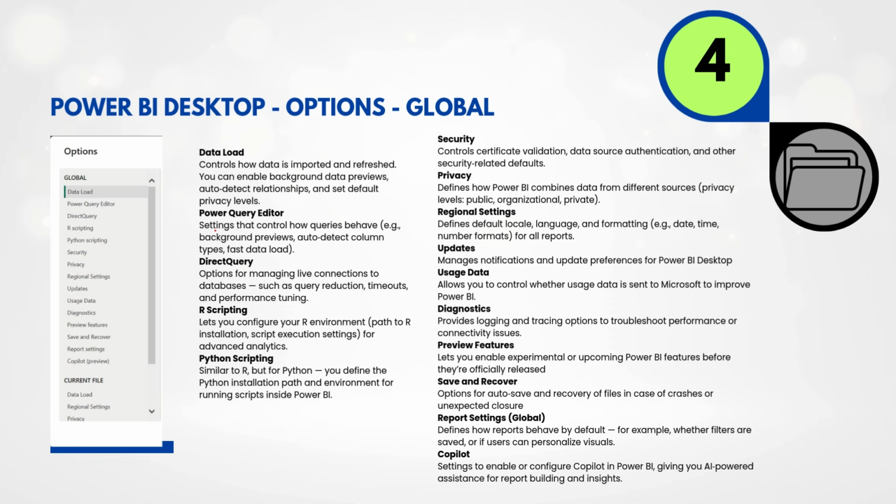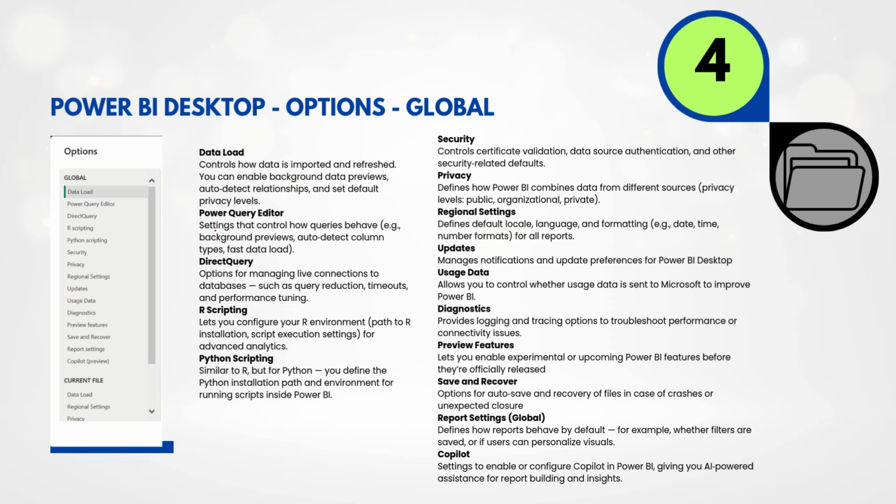For advanced analytics, Power BI lets you integrate R and Python scripts. In R scripting, you configure the path to your R installation and script execution settings. In Python scripting, you define the Python environment and installation path. These are powerful tools for statistical analysis, machine learning, and custom visuals.